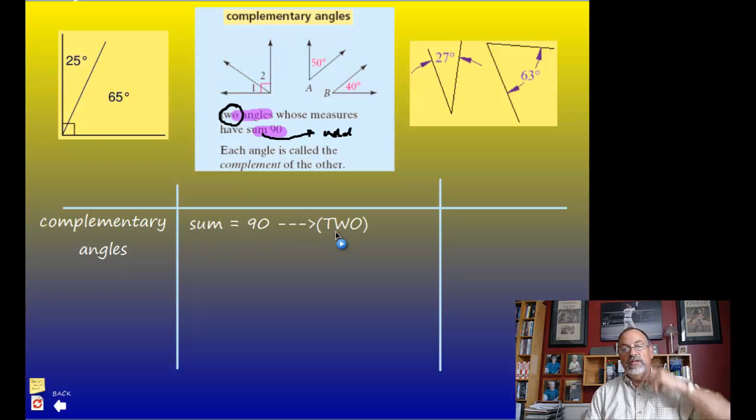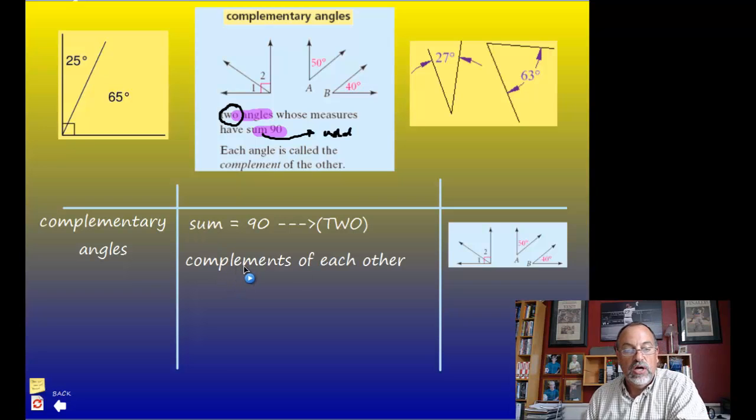Now it's very important that complementary angles are only two angles. You may have three angles that add up to 90, but they're not complementary to each other. Complementary angles are only two angles, exactly two, no more than two. So any two angles that add up to 90 are called complements of each other.